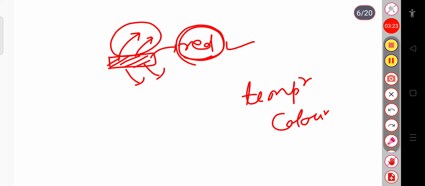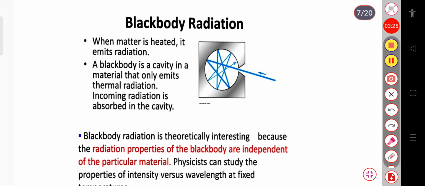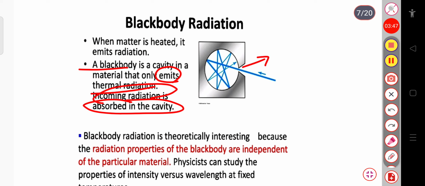Okay. Now we will see the blackbody. A blackbody is a cavity in the material that only emits thermal radiation. The incoming radiation is absorbed in the cavity, or we can say every possible frequency or wavelength of light that falls on this blackbody will be absorbed, so it also has the capacity to emit every possible frequency or wavelength.